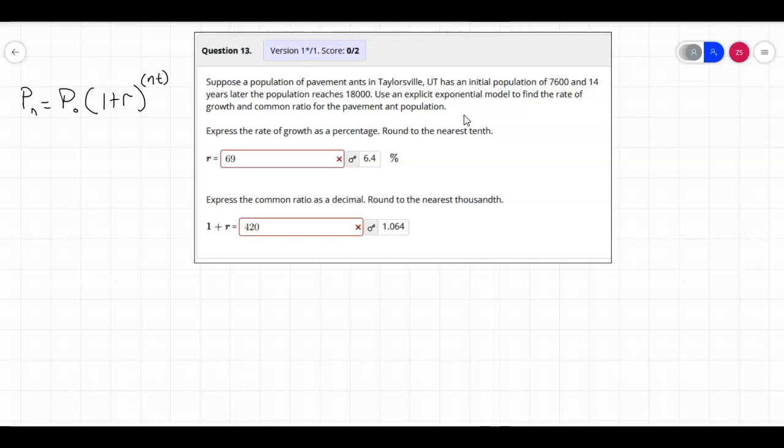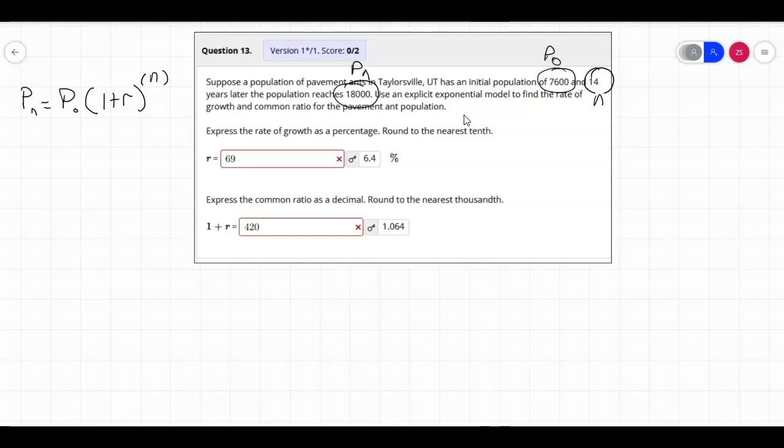We don't want that. So, initial population, this is P sub 0. 14 years later, that's t. Oh, actually, I'm remembering the formula. This is n. Sorry, so that's n. I'm getting mixed up with the finance stuff coming up later on. That's P sub n, and we want to find r, or 1 plus r. Okay, let's see what we can do.